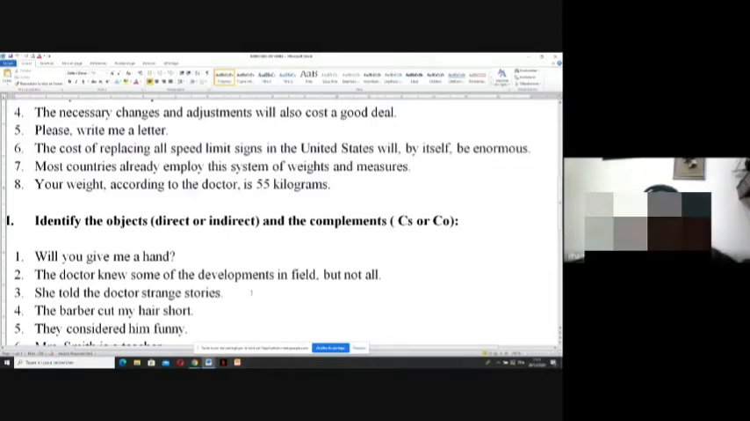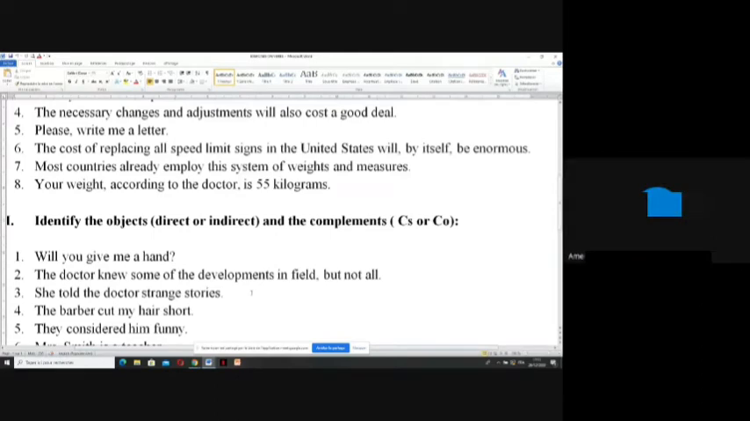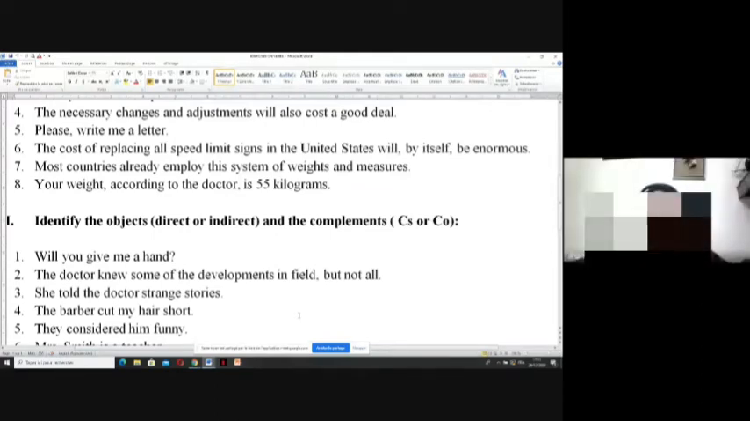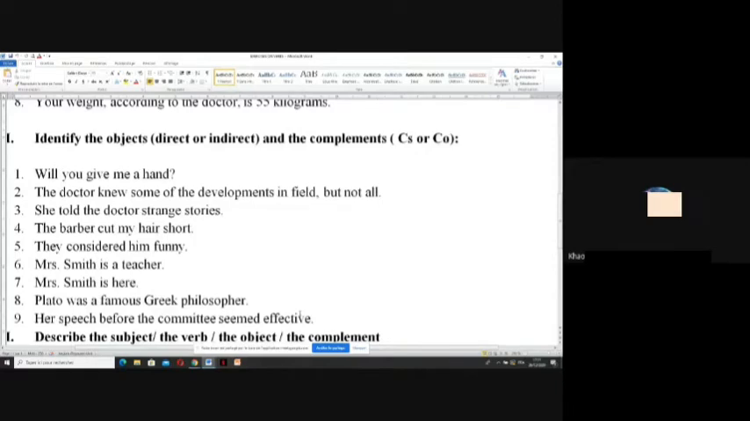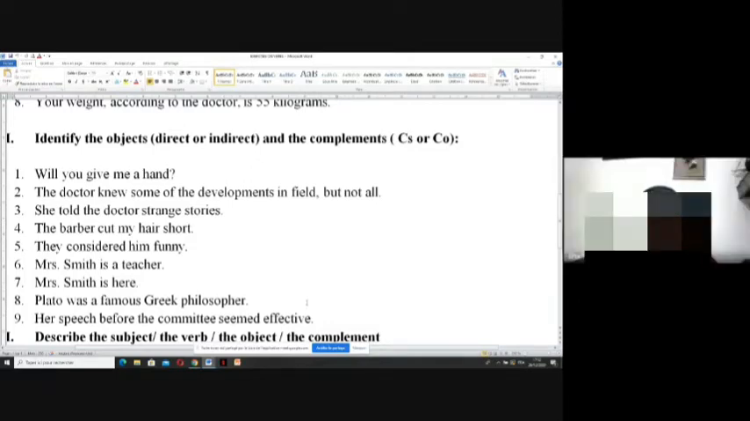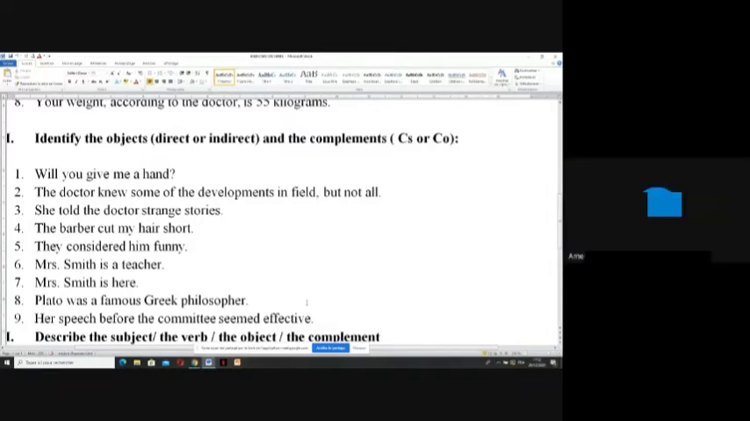Okay, can you go for number 5? Yes. They considered him funny. Considered is a complex transitive verb because it takes two objects. We have him as a direct object and funny as an adjective functioning as an object complement. Yes, good. So consider here is a complex transitive verb.